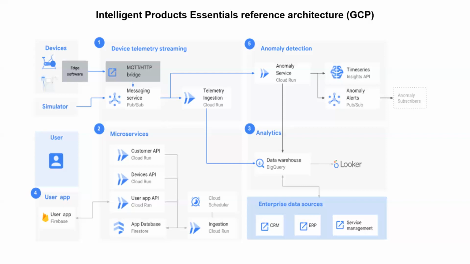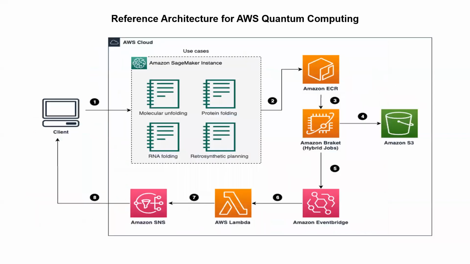We'll move on to the next one. The next one is the reference architecture for AWS quantum computing. When I talk about quantum computing, this is an open source AWS solution that helps researchers and quantum computing engineers to understand, design and run computational studies in the drug discovery field. Mostly it is used for the drug discovery field.